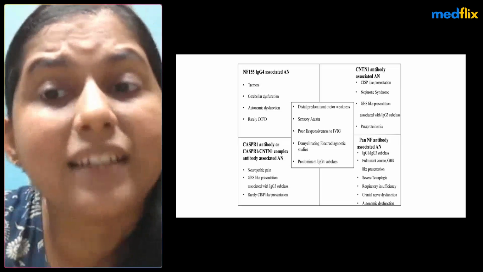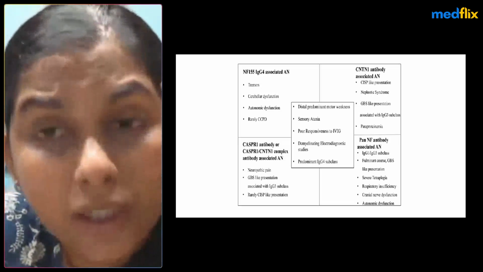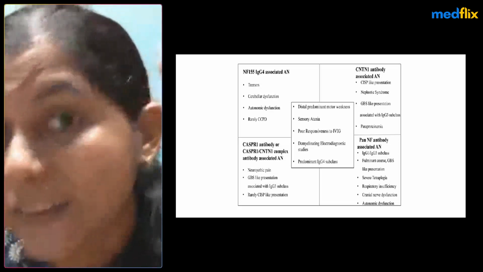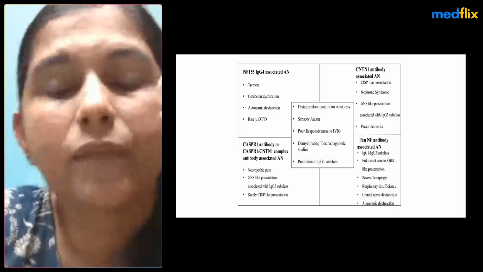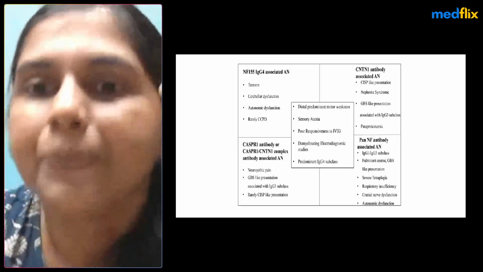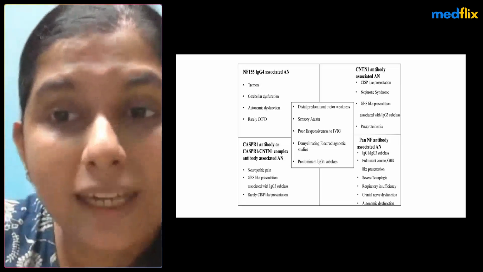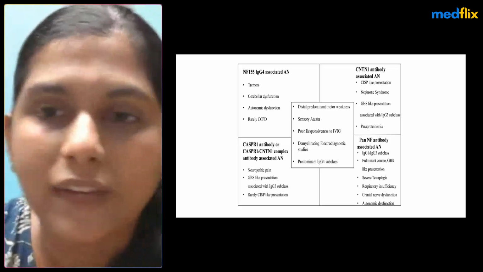And then we have CISP-like, which is contactin antibody associated autoimmune neuropathy, and this can have a CISP-like presentation, chronic immune mediated sensory polyneuropathy. And it can also have nephrotic syndrome, so there can be systemic involvement as well. This is IgG3, while the rest were all IgG4.